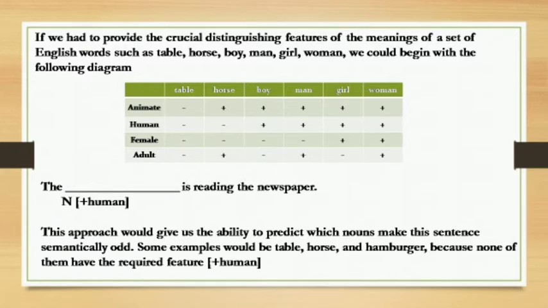Then let's see the unfinished sentence. The blank is reading the newspaper. So the blank space must be filled with plus human. This approach would give us the ability to predict which nouns make this sentence semantically odd. Some examples would be table, horse, and hamburger, because none of them have the required feature plus human.